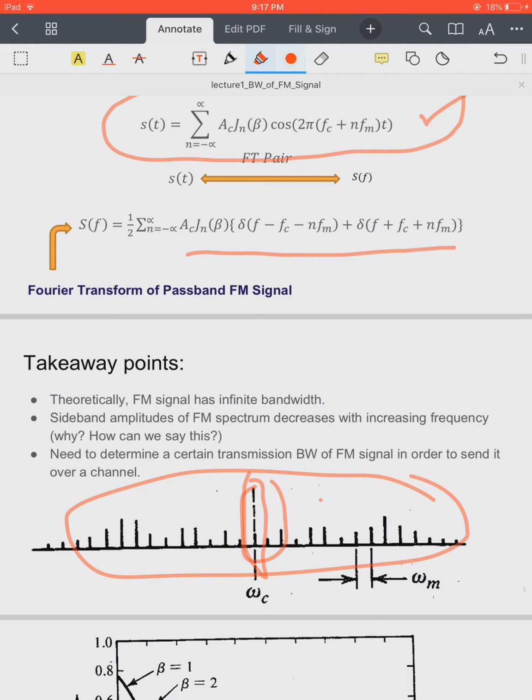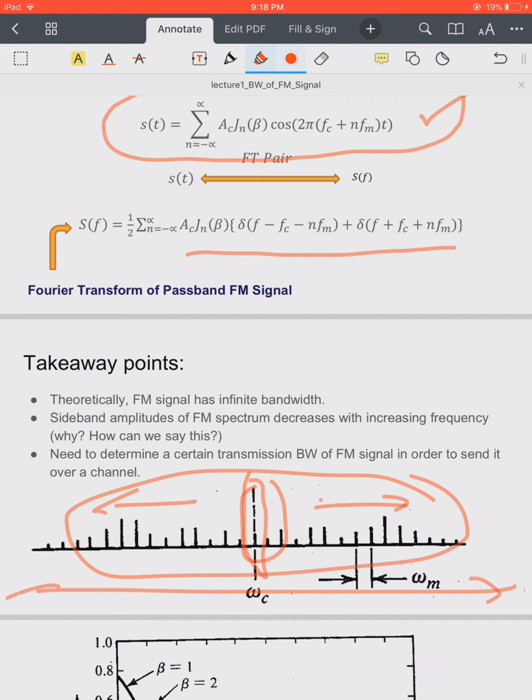So it is centered around fc, and on both the right and left sides you will get an infinite number of impulses. It is very straightforward from this that theoretically the FM signal has infinite bandwidth, because it is spanning from the negative side, from here to here, so you will get infinite bandwidth. You know the definition of bandwidth.